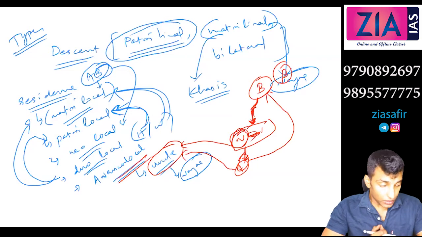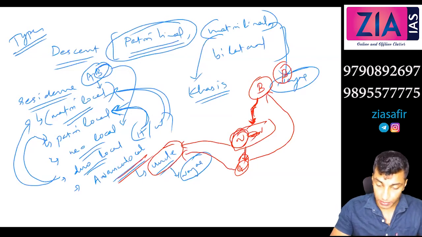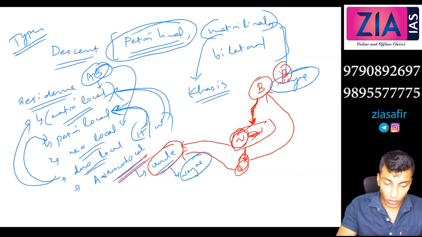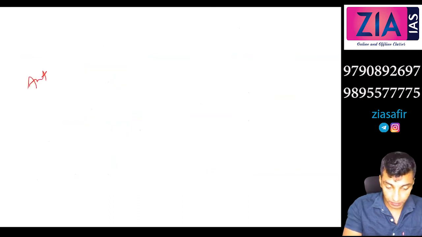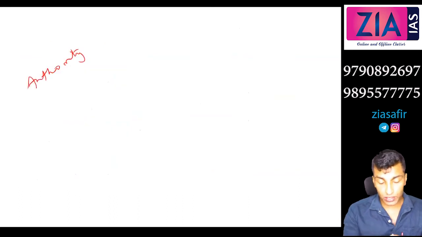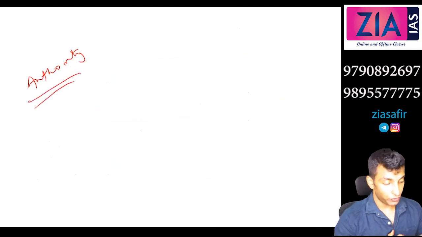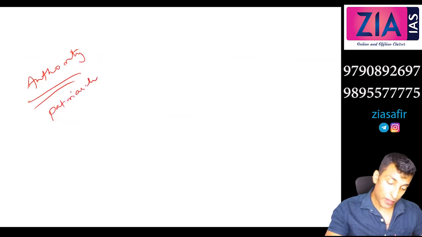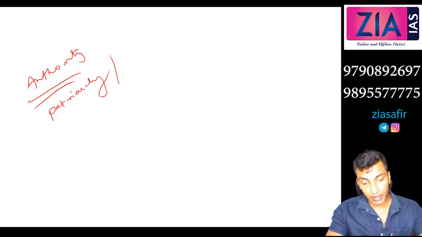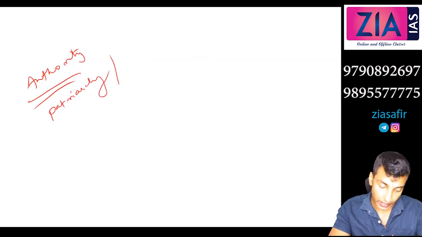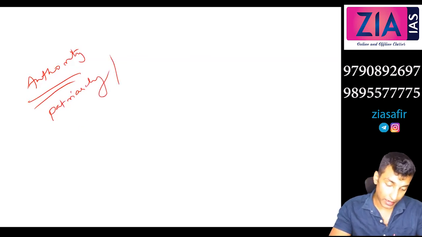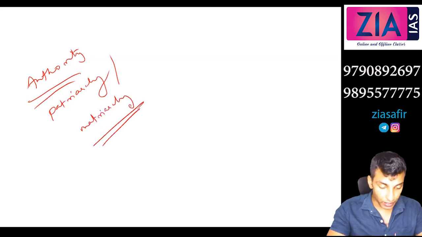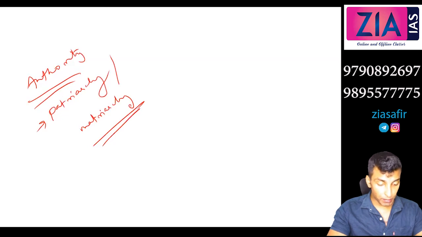Okay, so these are different types, and a few more types if we classify on the basis of authority. Who is holding the authority? If the male is the authority, it is patriarchy. If the female is the authority, or the female is becoming more powerful in the society or in the family, it is matriarchy. Nowadays, here the father is powerful, there the mother is powerful.